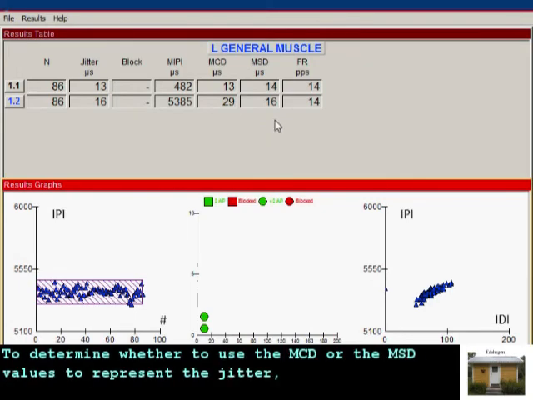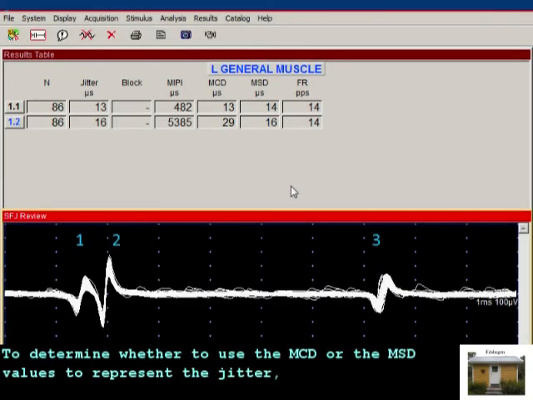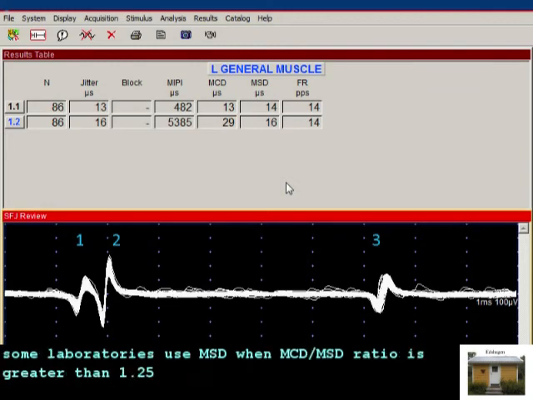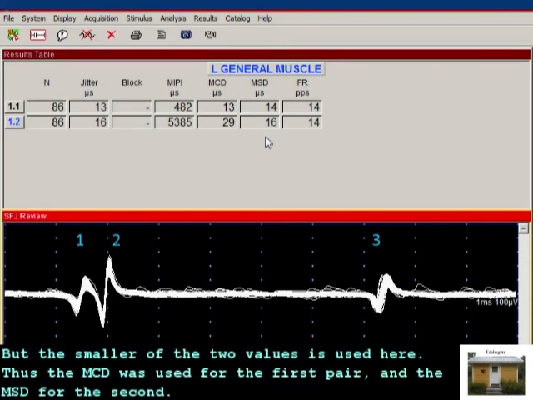To determine whether to use the MCD or the MSD values to represent the jitter, some laboratories use MSD when the MCD-MSD ratio is greater than 1.25, but the smaller of the two values is used here. Thus the MCD was used for the first pair and the MSD for the second.